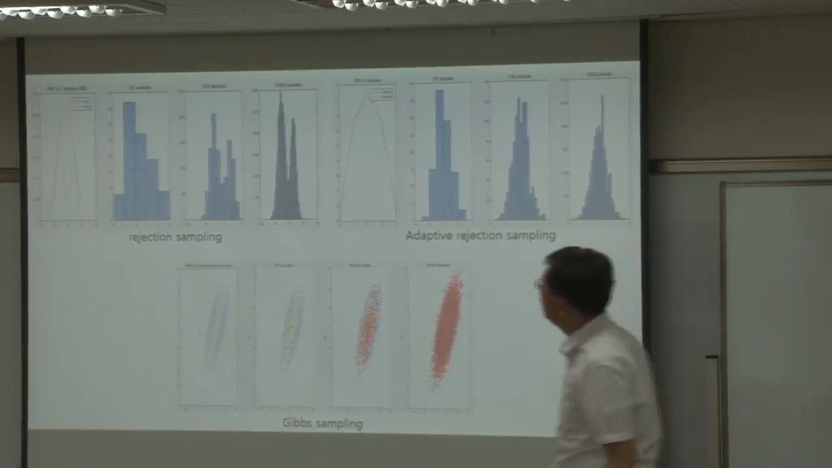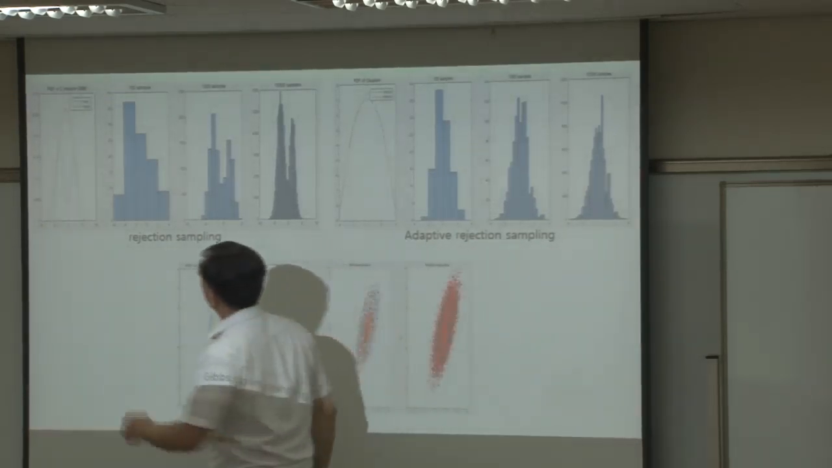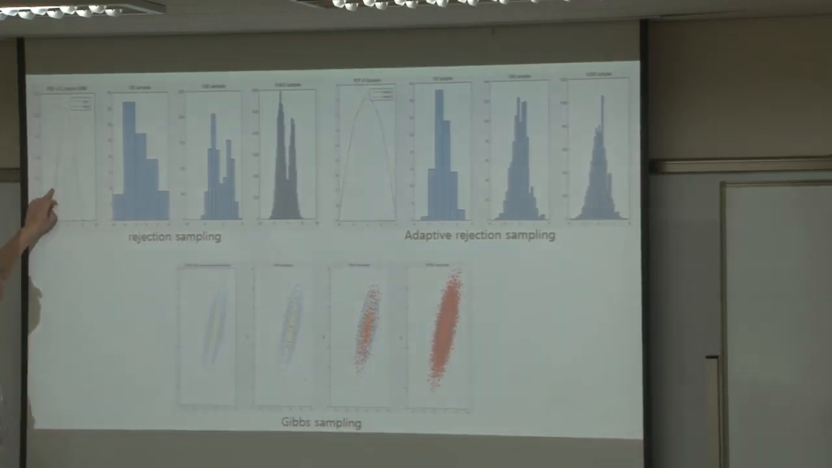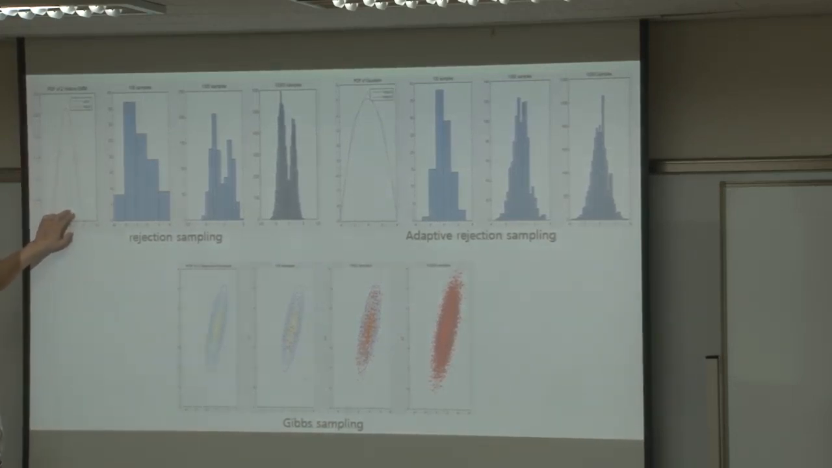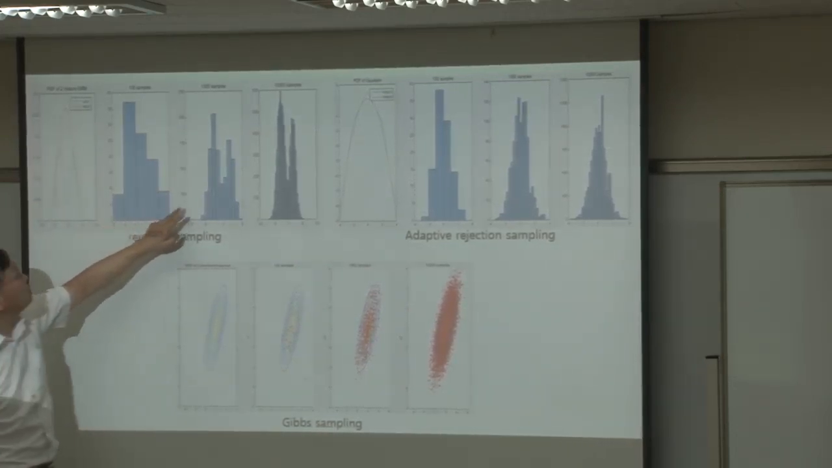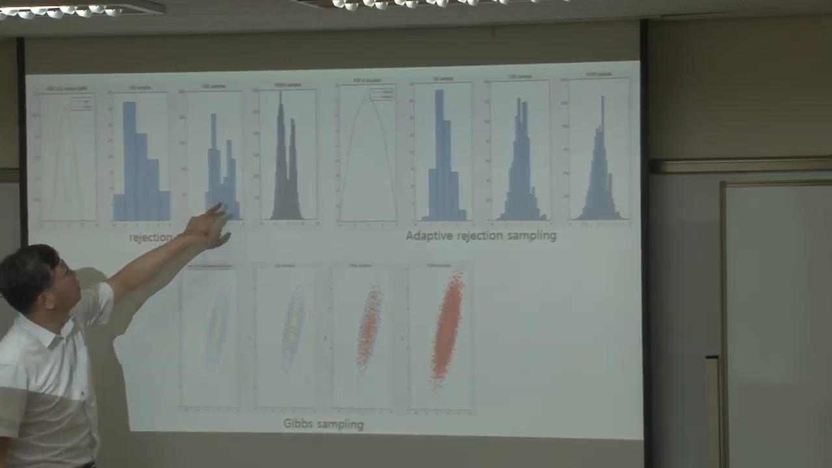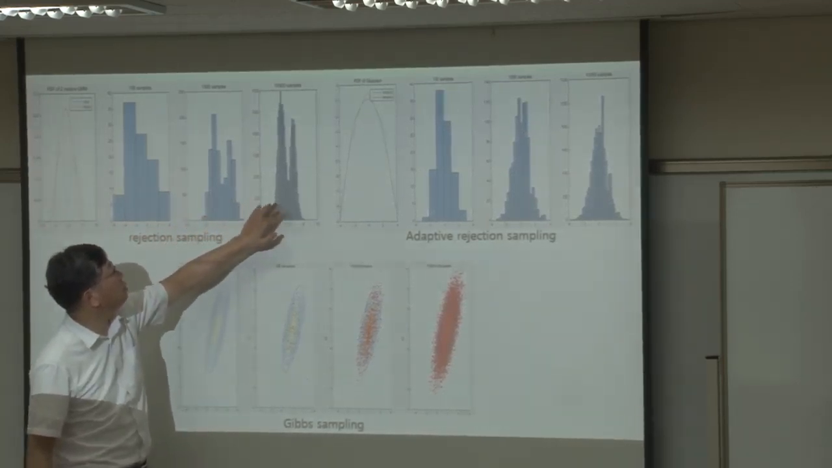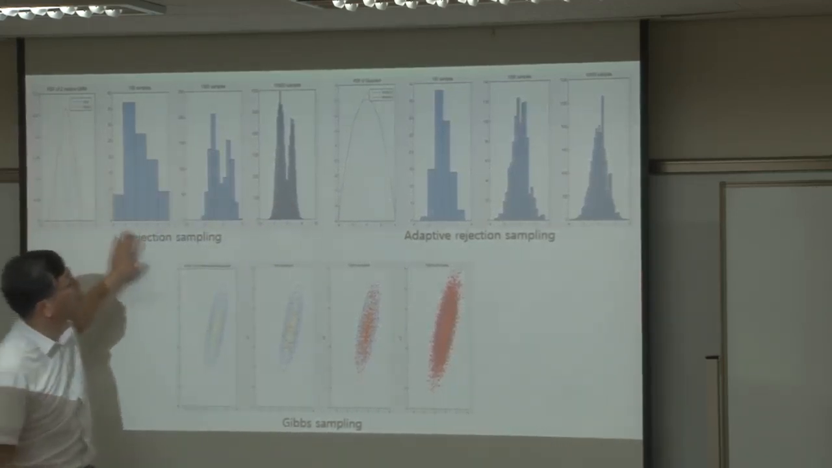And this is rejection sampling. Okay, here is rejection sampling. This red one, blue one, I'm trying to get samples from. This is 100 samples. This is 1,000 samples. This is 10,000 samples. And you can see that 10,000 samples represent that very well.